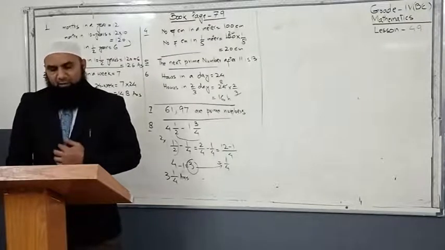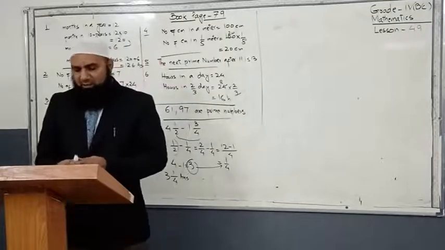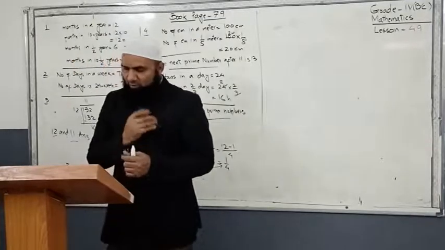3627 divided by 9. This is simply division you can do easily. I am making this your homework.